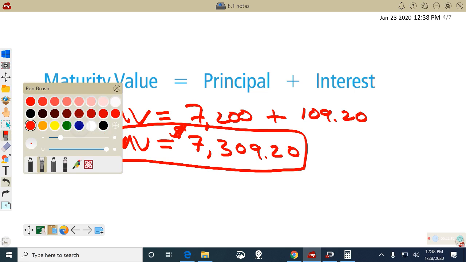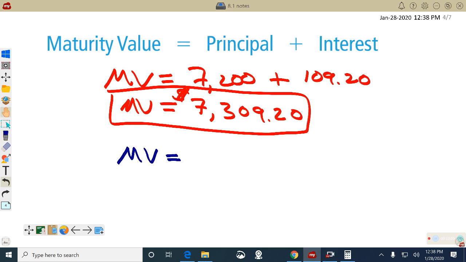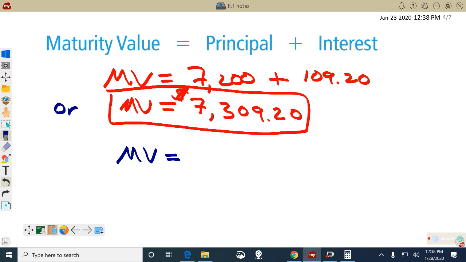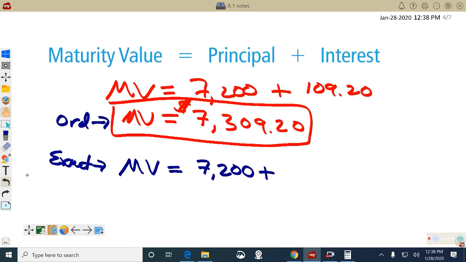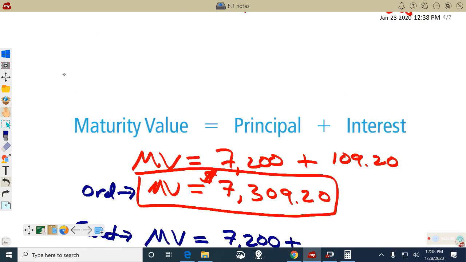I'll put exact. We'll find the maturity value for exact now in blue. Let's do it in blue here. Here we go. Maturity value. So this is ordinary. I put ORD for ordinary for this one. Put that in your notes. And this one's exact now. We're doing two separate calculations. Ordinary, exact. Maturity value is 7,200, same formula. But the interest for exact was 107.70.